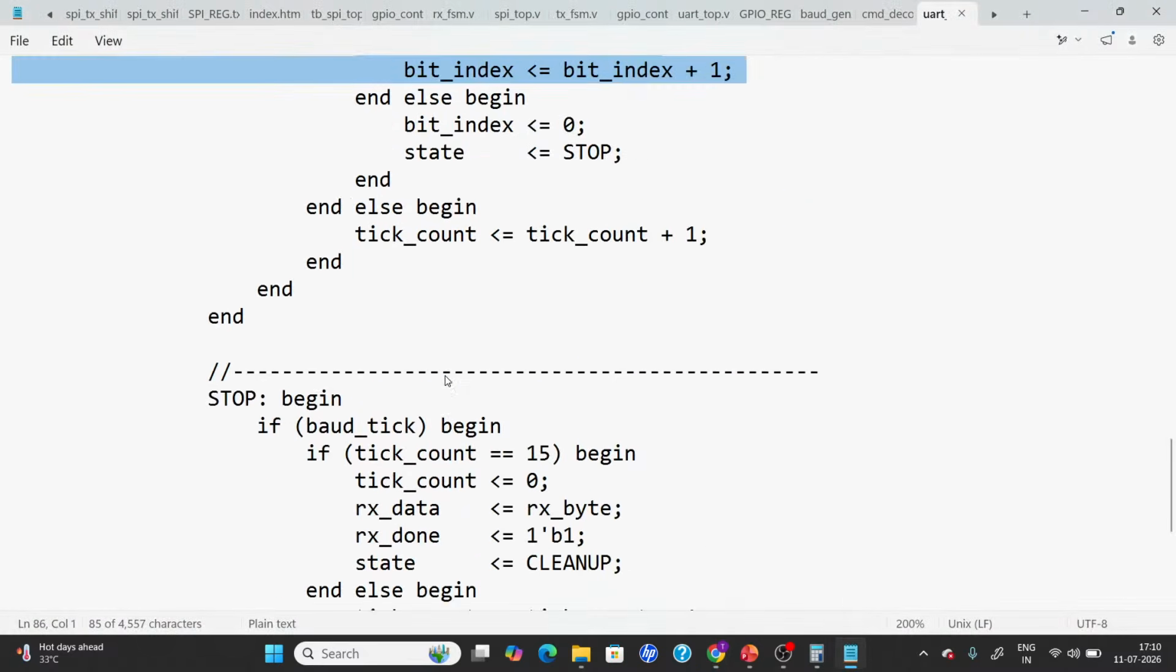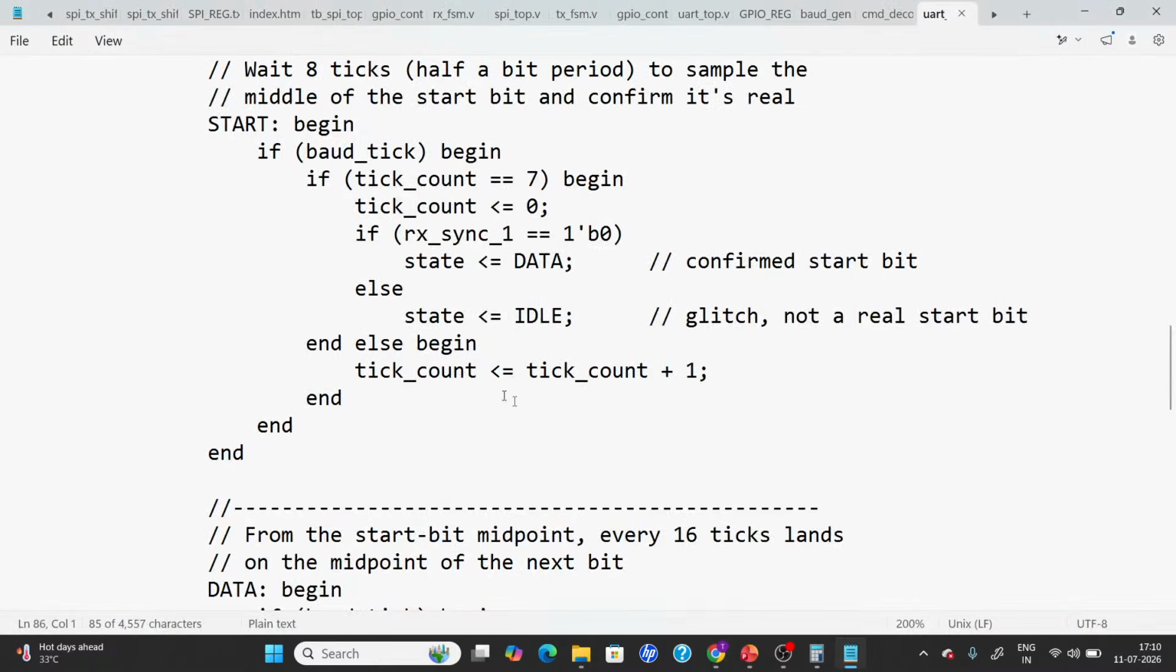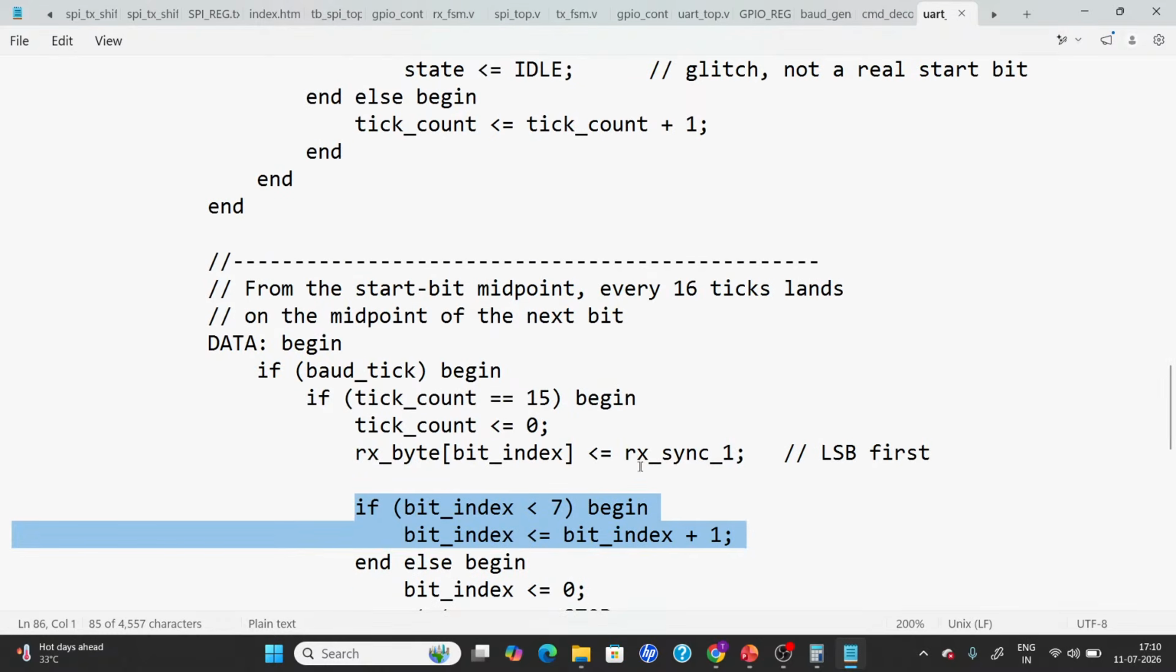Now, next what I'm going to do is go here. This is my parallel to serial conversion. Sorry, serial to parallel conversion. This is my serial to parallel conversion, which I'm going to have.